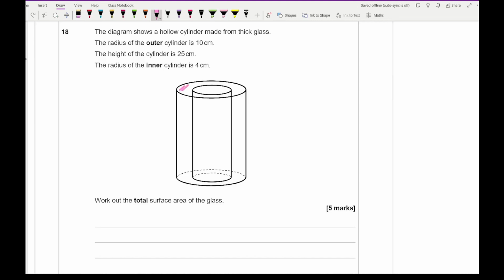Now the first part is this top bit here. Now, if you imagine it's a toilet roll, so this is the top of the toilet roll, and we've also got the base of the toilet roll.